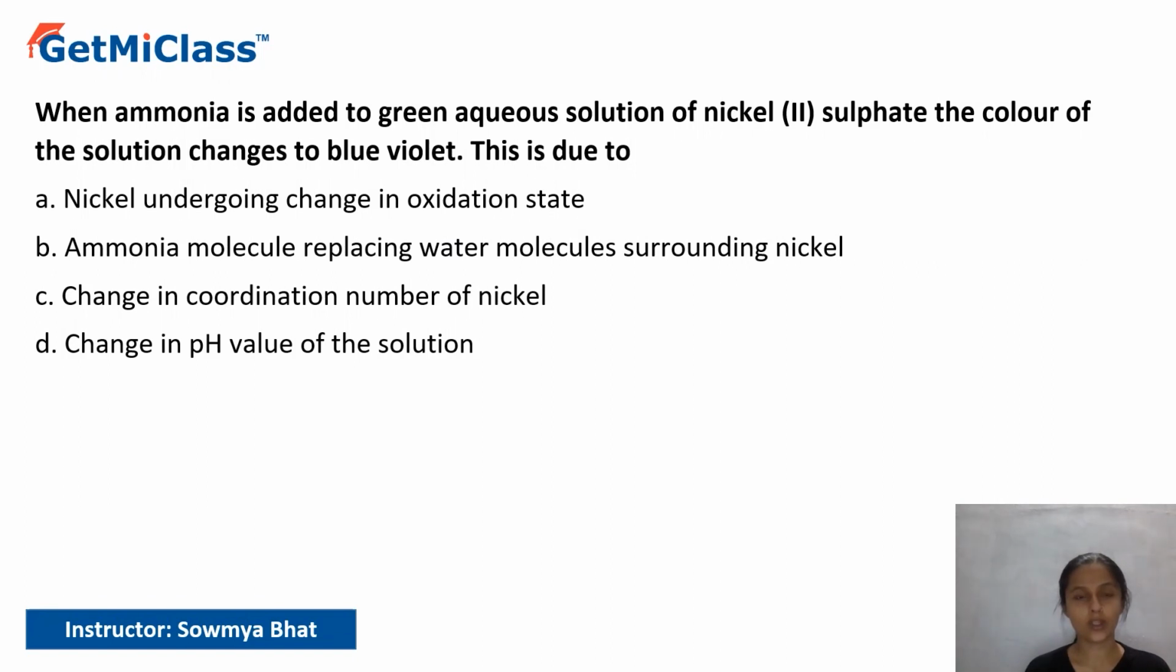When ammonia is added to green aqueous solution of nickel sulphate, the color of the solution changes to blue-violet. This is due to: the options are nickel undergoing change in the oxidation state, ammonia replaces water molecules surrounding the nickel, change in the coordination number of the nickel, change in pH value of the solution.